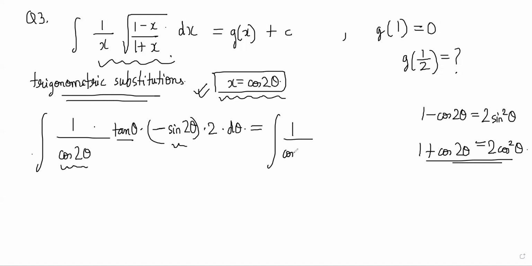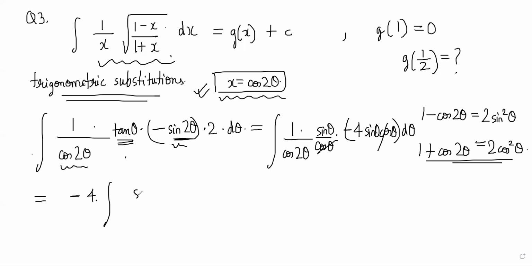You are getting something like this, 1 by cos 2 theta, and tan theta can be converted to sin theta by cos theta, and this can be converted into minus 2 sin theta cos theta, right? This will become minus 4 sin theta cos theta d theta. So cos theta gets cancelled here. You have the integral as minus 4 sin square theta by cos 2 theta. And actually, you should not take out the minus 4. You can take out minus, but keep the 4 inside only.